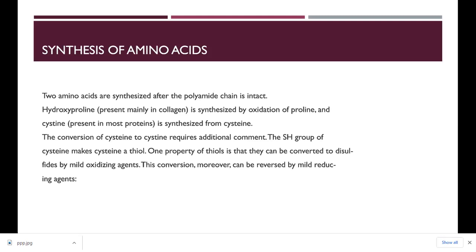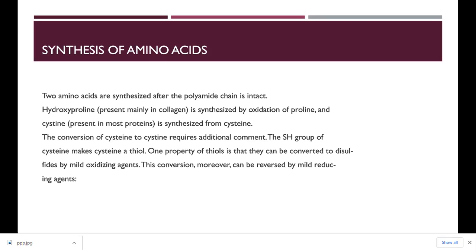Synthesis of amino acids. Two amino acids are synthesized after the polyamide chain is intact. Hydroxyproline, present mainly in collagen, is synthesized by oxidation of proline, and cystine, present in most proteins, is synthesized from cysteine. These are the amino acids. The conversion of cysteine to cystine requires additional comment.